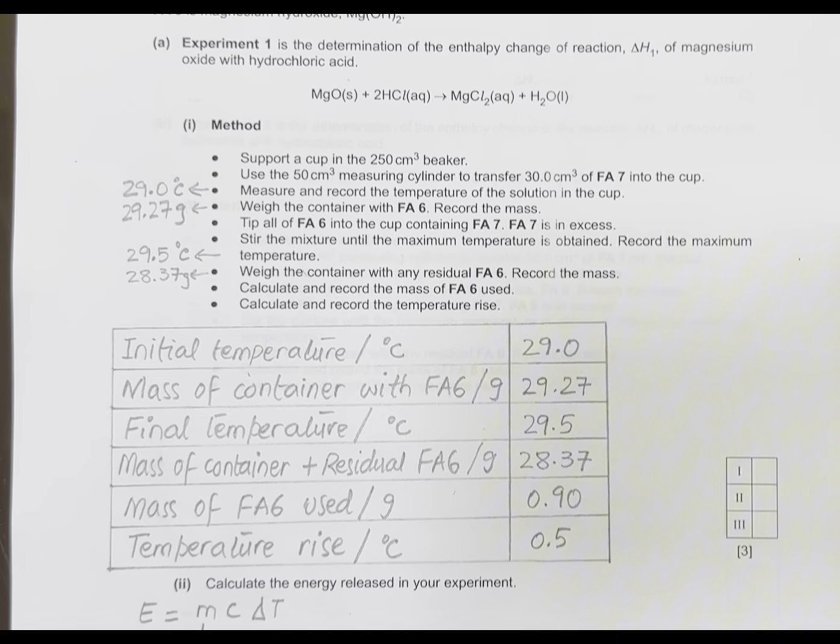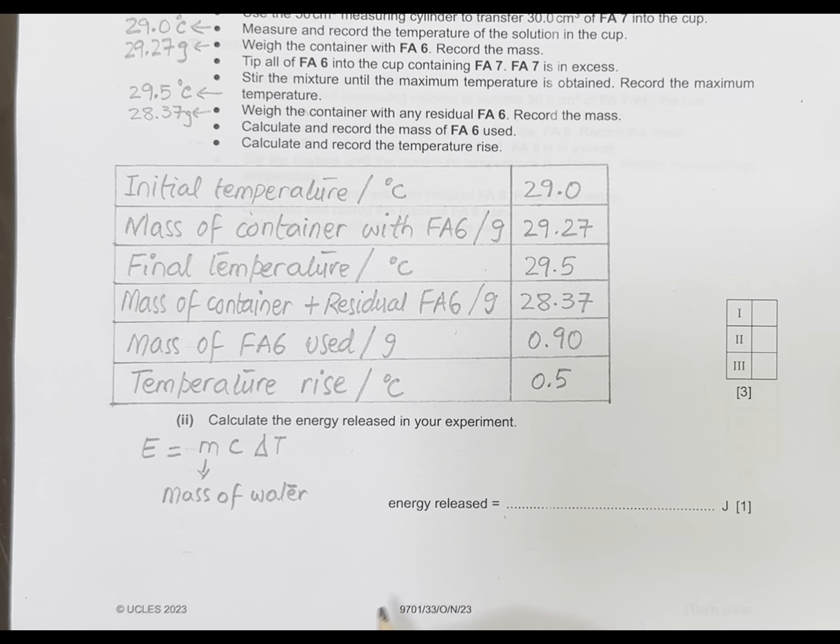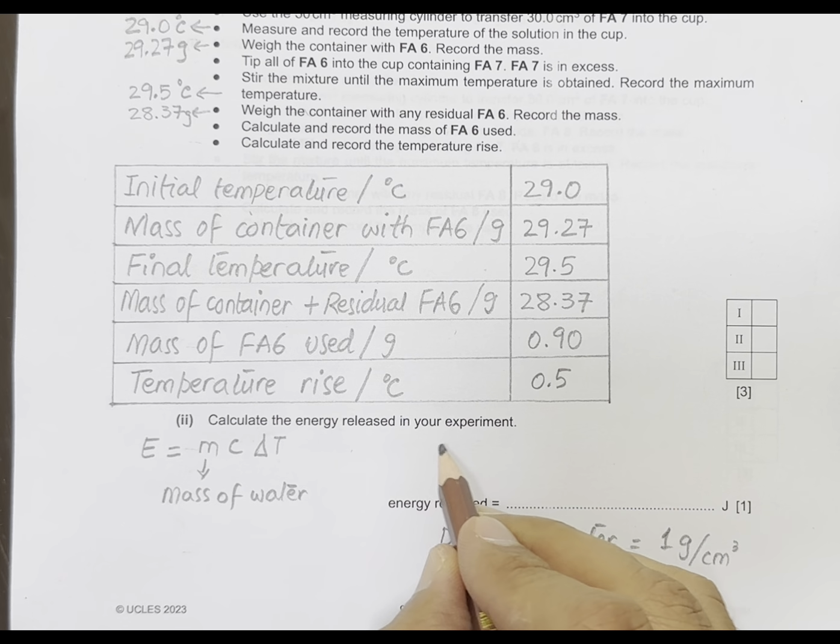Now, how can we write the mass out of this volume? For that, remember the density of water is 1 gram per cm³. 1 gram per cm³ means every cm³ of water equals that many grams. So if we used 30 cm³ of aqueous phase, it means m is 30 grams.